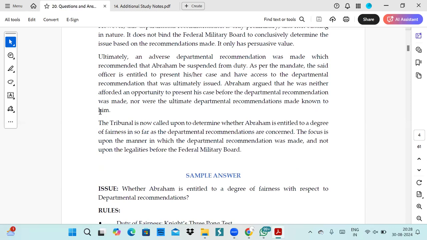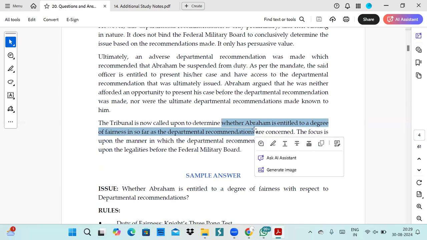So what I do is that, when the question paper is given, I jump to the final paragraph and read where it is going, where the facts are finally ending at. So I read this particular paragraph that the tribunal is now called upon to determine whether. So it starts from whether, whether is an issue marker, right? So I will be focusing here, whether Abraham is entitled to a degree of fairness insofar as the departmental recommendations are concerned. So here is the issue.